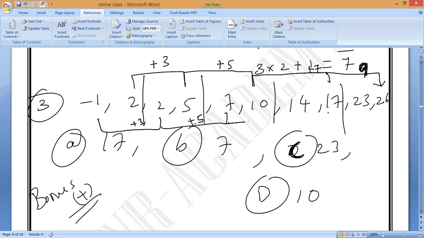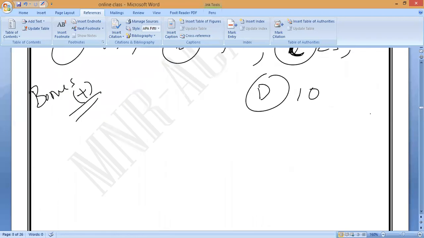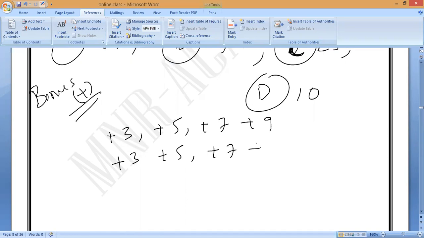So now 7 becomes 14. How much do we have to add? Plus 7. So 14 becomes 23. How much is it? 9. Is it yes or no? So it is following the pattern of plus 3, plus 5, plus 7, plus 9. So even at the bottom it is following plus 3, plus 5, plus 7, plus 9.